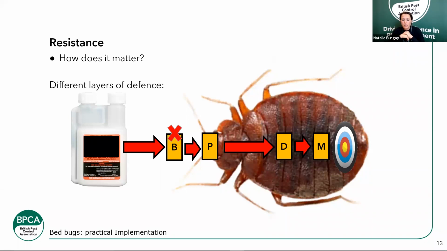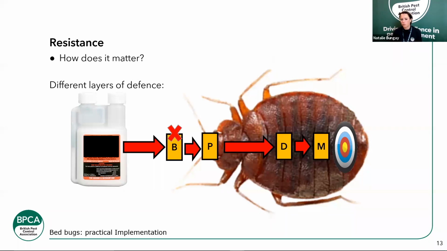Thank you for letting me use this great pictorial display of the possible issues we've got with bed bugs and their resistance, or different layers of defense is what we call it. So we've got our chemical there. We're spraying it. The best one, think of the one that you're most favorite with. So this first one, you got BPDM. So these are different possibilities for resistance in insects.